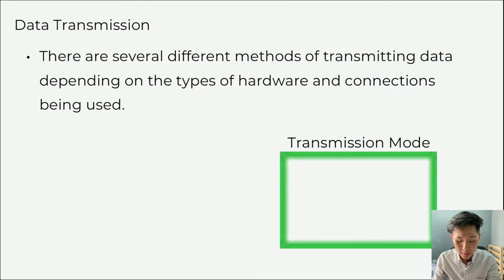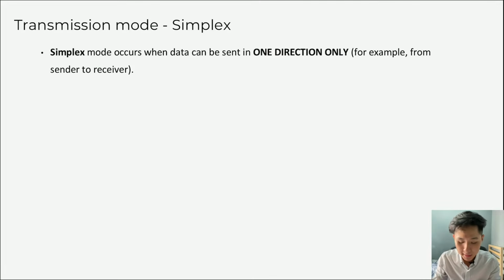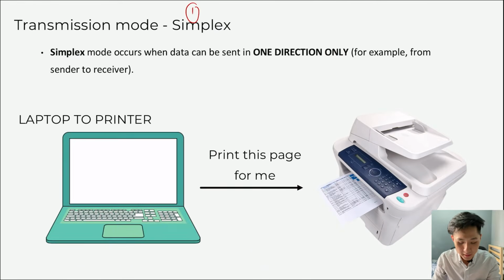And let's look into the 3 different transmission modes and what they mean. Per transmission mode, we can categorize them into simplex, half duplex, and full duplex. Simplex mode, the first mode, occurs when data can be sent in one direction only. Let's say laptop to printer. This is simplex data transmission mode, in which you can send data from your laptop to your printer, but the printer cannot send something back to your computer.